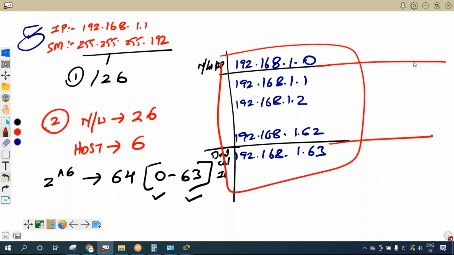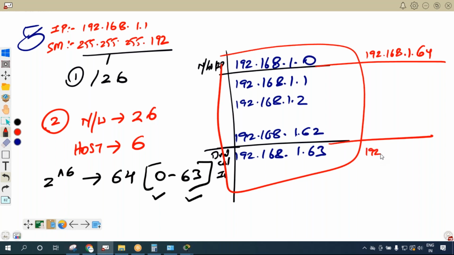Can I tell the next subnet? Every time it is not possible for you to calculate the next subnet, but starting it is simple. 0. So the next subnet is 192.168.1.64.